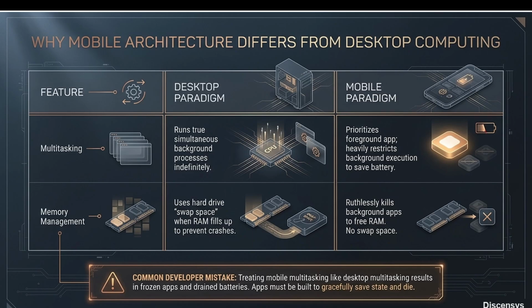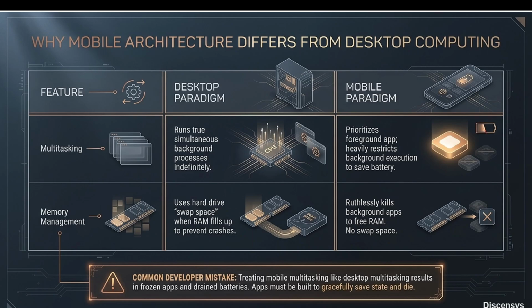Memory management on a desktop uses the hard drive as swap space when RAM fills up, to prevent crashes. What it means is that when the RAM is almost full, the hard drive space is utilized so that crashes are prevented. But smartphones ruthlessly kill background apps to free RAM. When the RAM is almost full, the phone kills the background apps so that RAM is freed up.